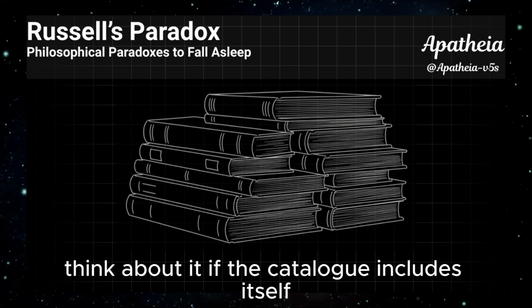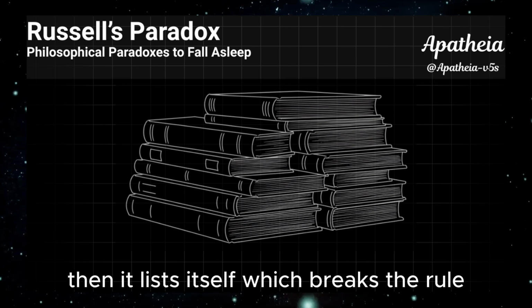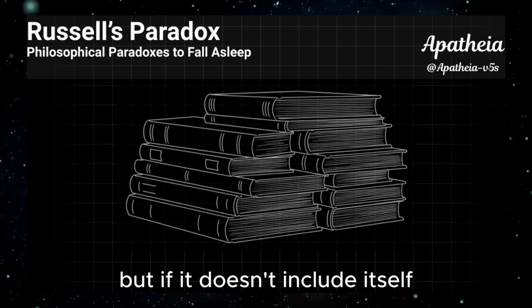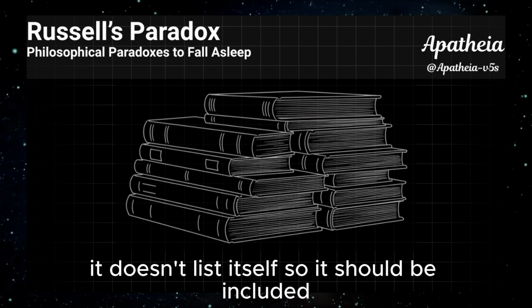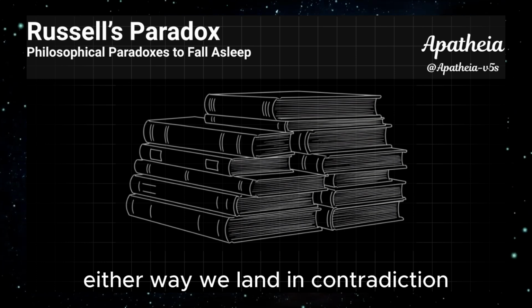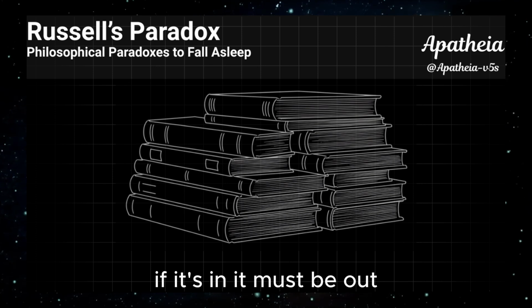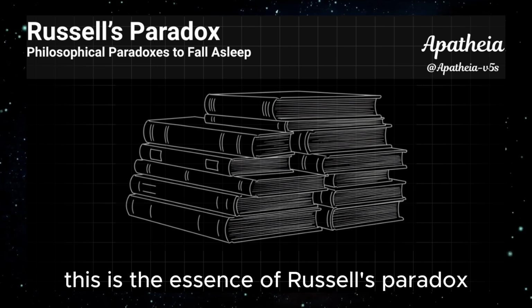Think about it. If the catalog includes itself, then it lists itself, which breaks the rule that it only includes books that don't list themselves. But if it doesn't include itself, then it fits the criteria. It doesn't list itself, so it should be included. Either way, we land in contradiction. If it's in, it must be out. If it's out, it must be in. This is the essence of Russell's paradox.